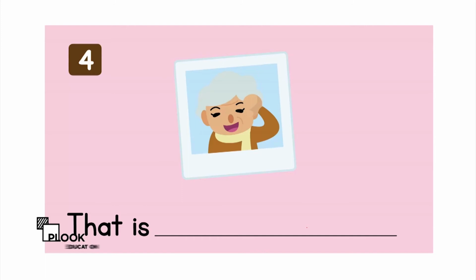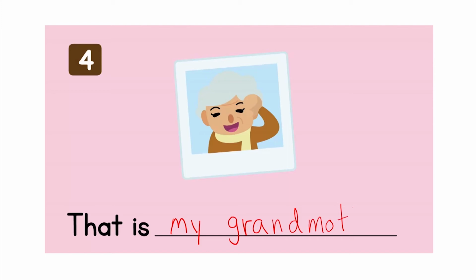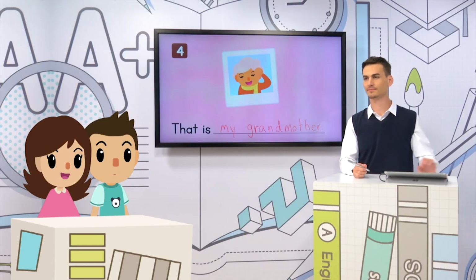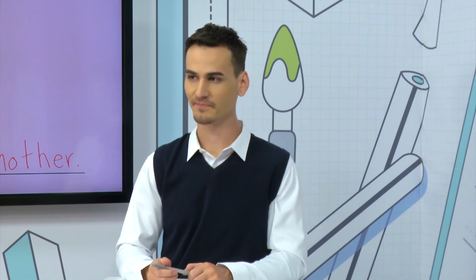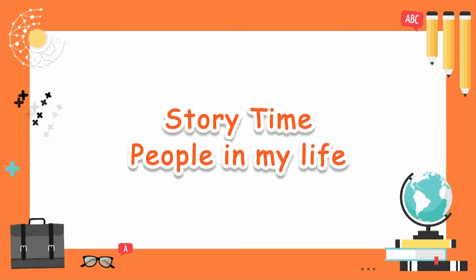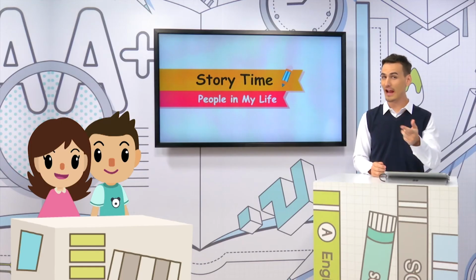Who is that? That is my grandmother. That's great. Good job. Now we're missing the words my and grandmother. My, M-Y, and grandmother. How do you spell grandmother? G-R-A-N-D-M-O-T-H-E-R. Perfect. Who is that? That is my grandmother. Good job. Wow, you guys did great. I think we're ready to watch a cartoon. Sit back, grab some popcorn, and let's learn about the people in my family.